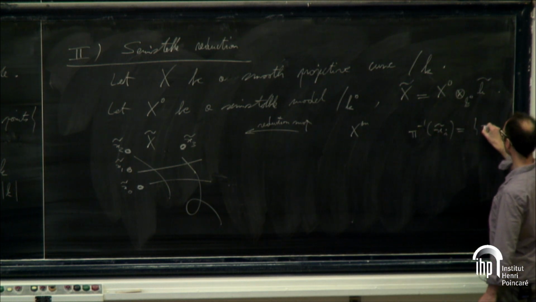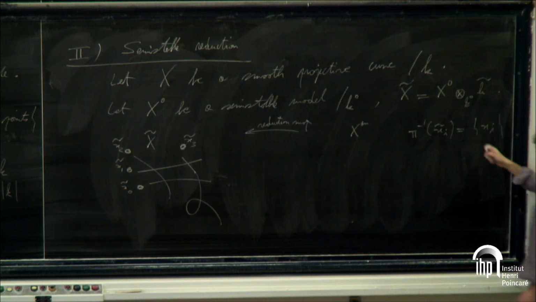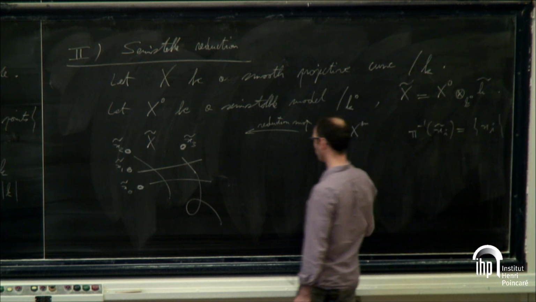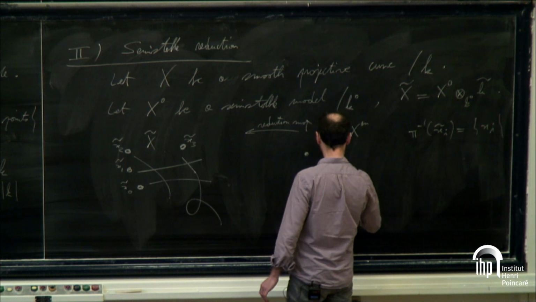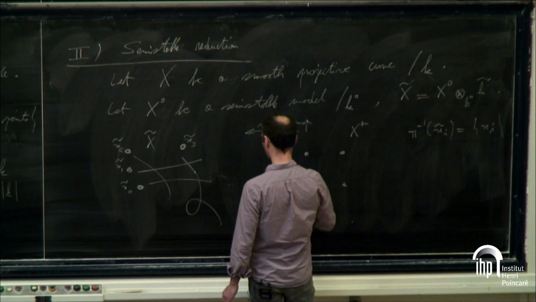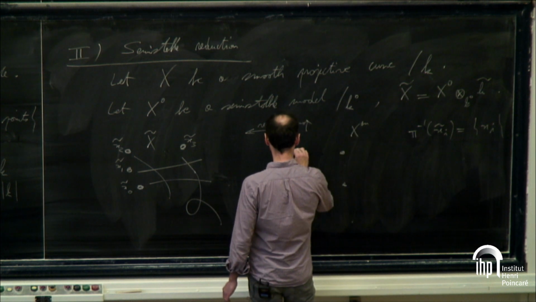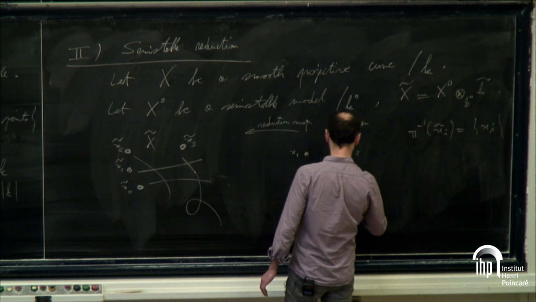This is a single. We know that the preimage of the generic point is a single point that I denote with the same letter, but just removing the twiddle. So I have 4 of them. Let's see, like this. So x0, x1, x2, x3.